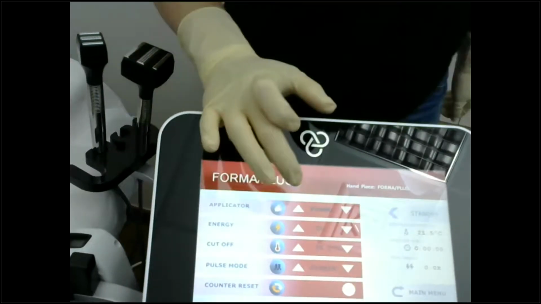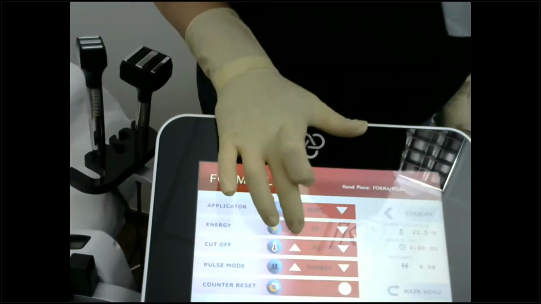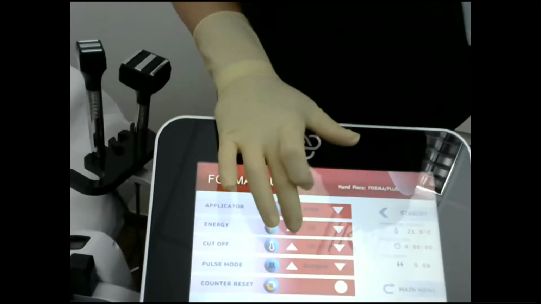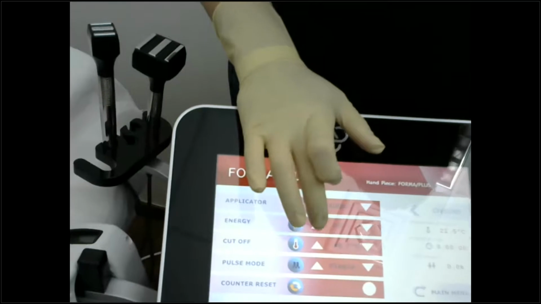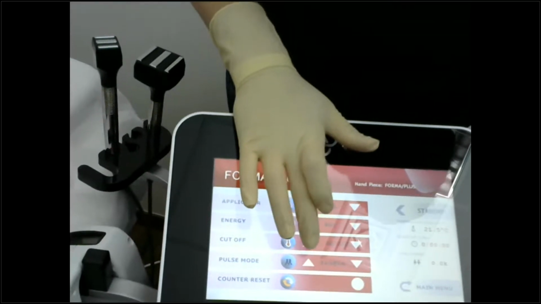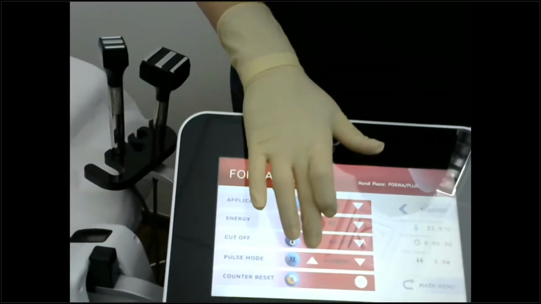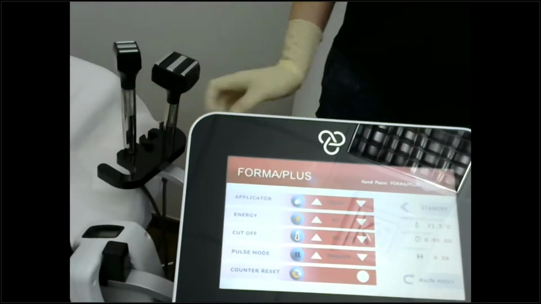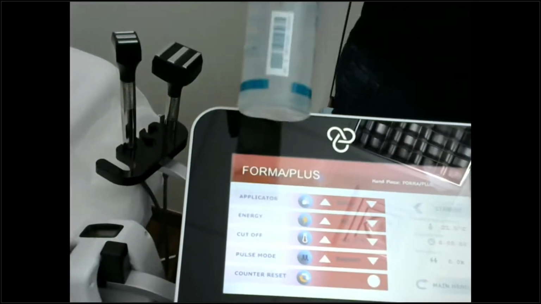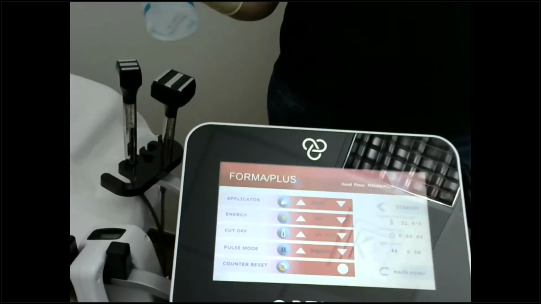Okay, I've changed to Plus. I'm going to switch it to 40, 43 as before, and repeat. As before, I'm going to apply the gel directly on the treatment area.